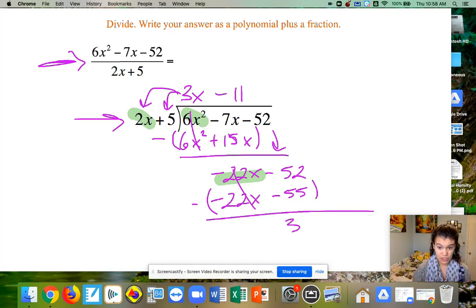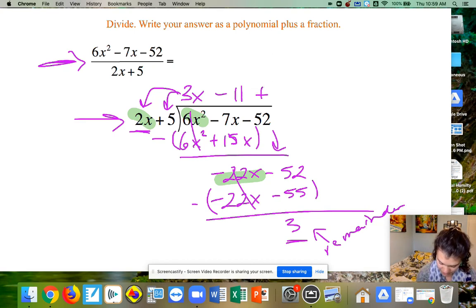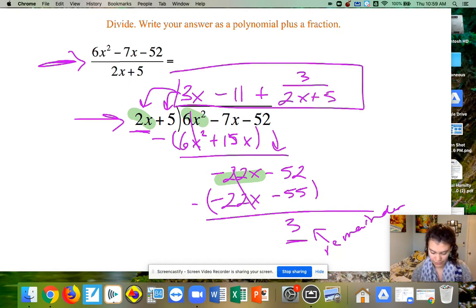At this point, you can check back. Is there any way to get a 2x to look like a 3? Not unless you divide by an x. You can't. Once you're a degree less than whatever you started with, your polynomial, then you can't go any farther. So this is the remainder. And we can add that on like we did before as 3 over whatever you divided by. So this would be your answer. You have a polynomial plus a fraction.